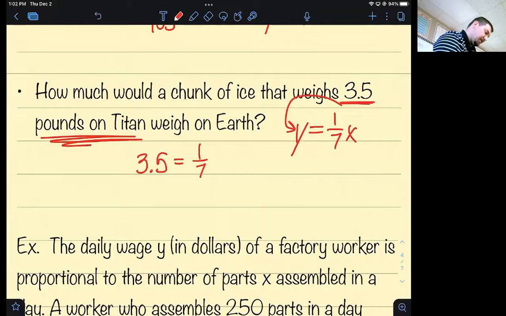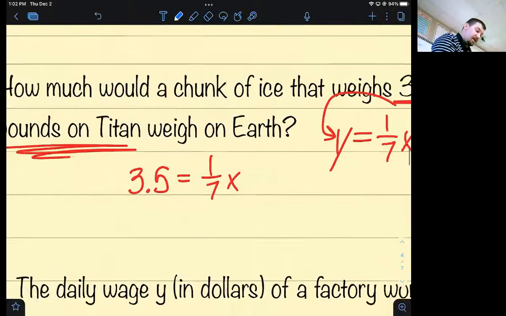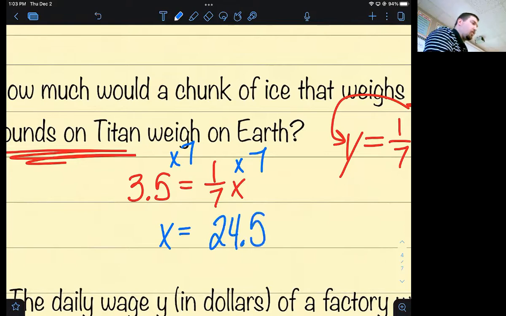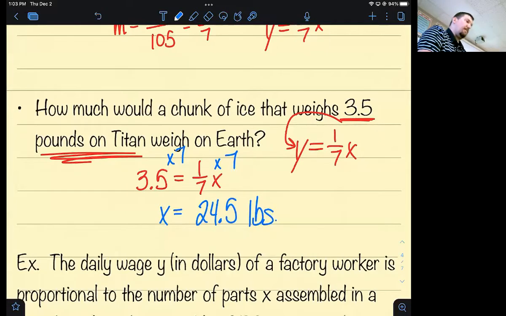So 3.5 equals 1/7 x. Have to get x by itself. How do I do that? Lizzie? Divide by 1/7. And that is the same as doing what? Yes, multiplying by 7, which would be easier to type into your calculator, wouldn't it? Right. So what do you get, Lizzie, when you take 3.5 and you times it by 7? 24.5, and we're in a story problem, so we're talking about pounds. If you want to be specific, you can say pounds on Earth, but pounds would do. So something that weighs 3.5 pounds on Titan would actually weigh 24.5 pounds on Earth.